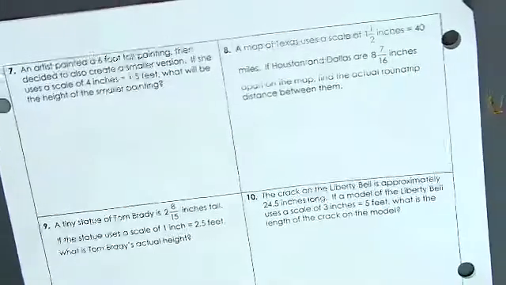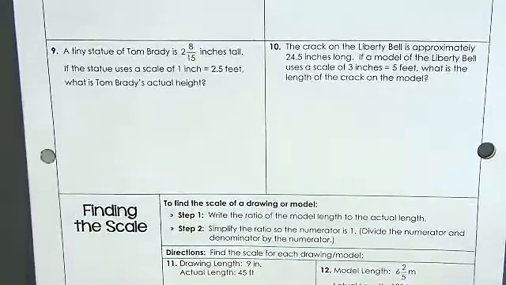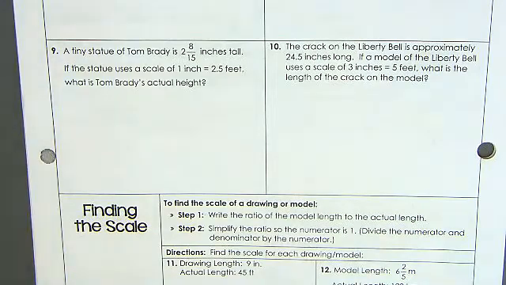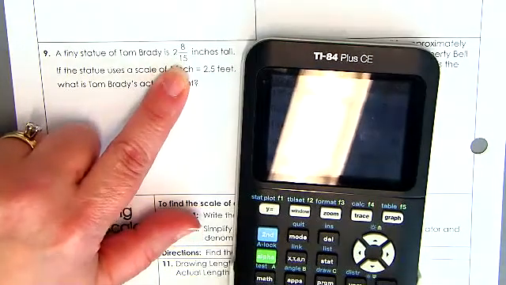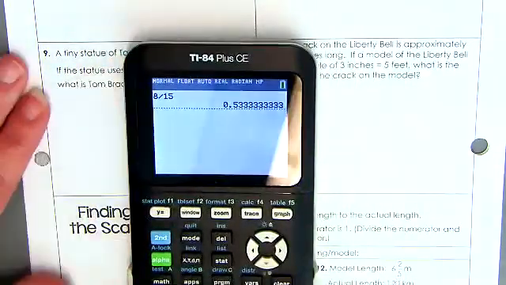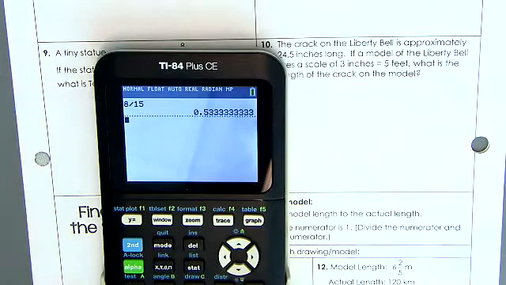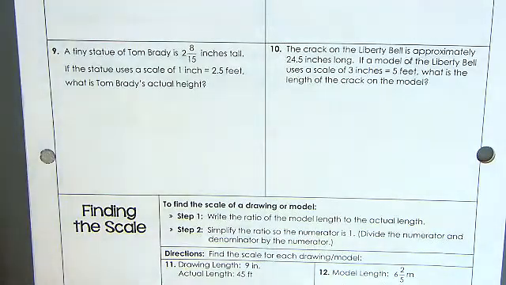Next example will work together. Let's look at number 9. The reason I'm doing number 9 is because, in all honesty, I don't know what 8/15 is. If I do 8 divided by 15 to figure out what that is, it's a repeating decimal. That means I cannot change it to a decimal. I have to leave it as the fraction. So here we go. We got to work this as a fraction.